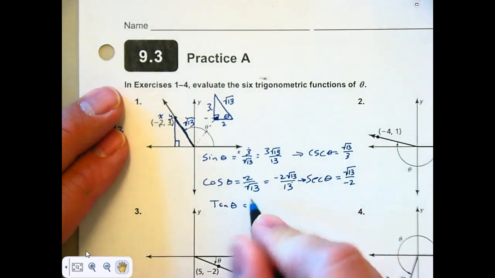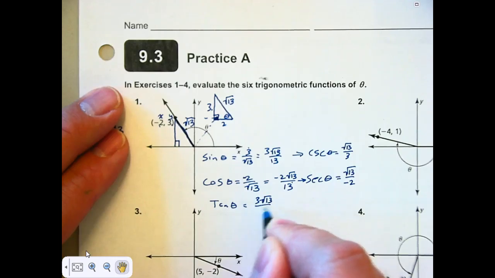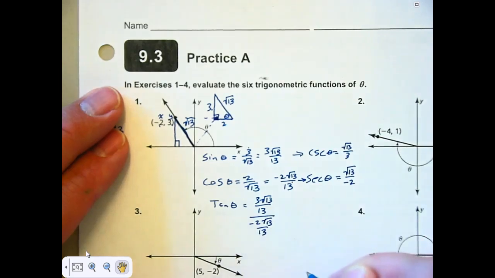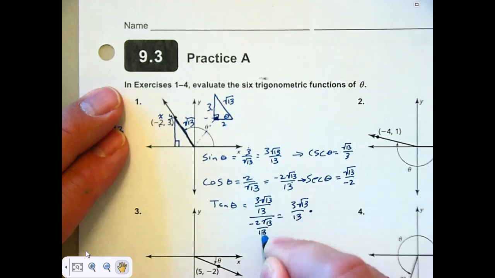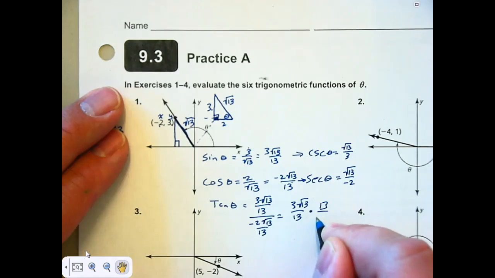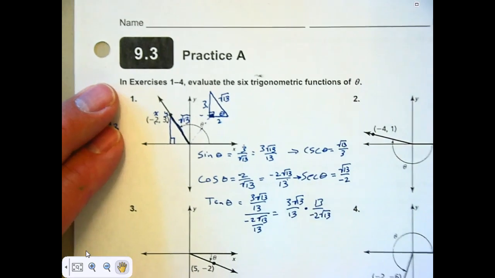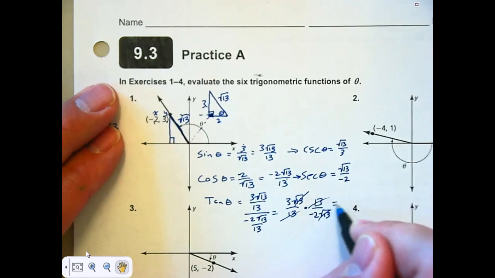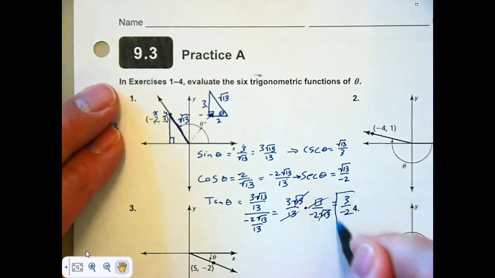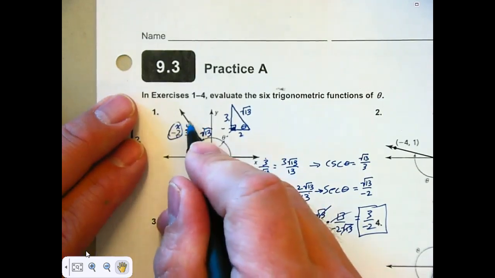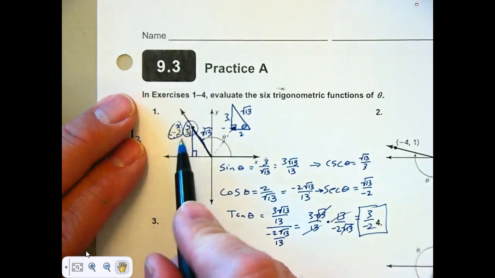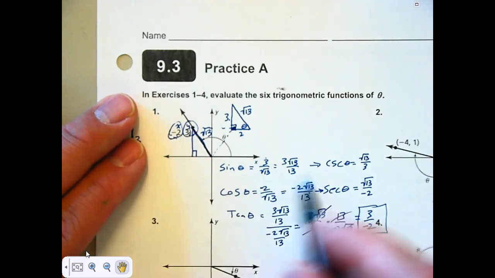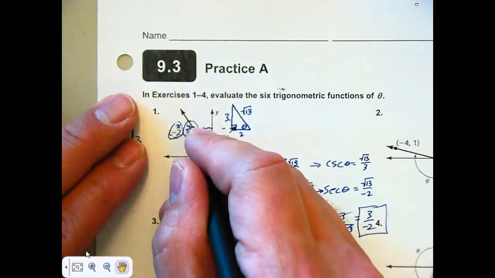You divide sine by cosine in this way. 3 root 13 over 13 divided by -2 root 13 over 13, which is 3 root 13 over 13 times the reciprocal of this, 13 over -2 root 13. Well, what cancels? 13s, root 13s. I'm left with 3 over -2, or I'm left with x and y. Y over x. That is tangent. Always. Tan is y over x.